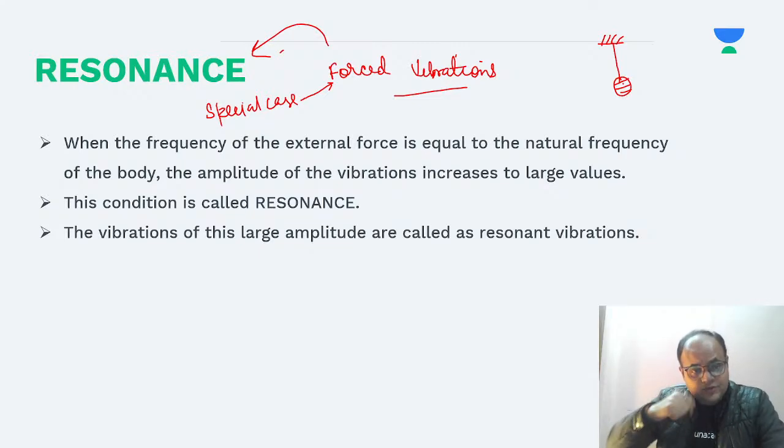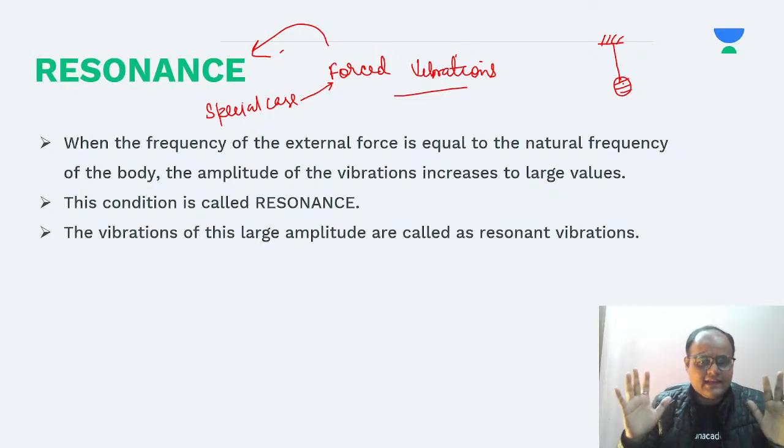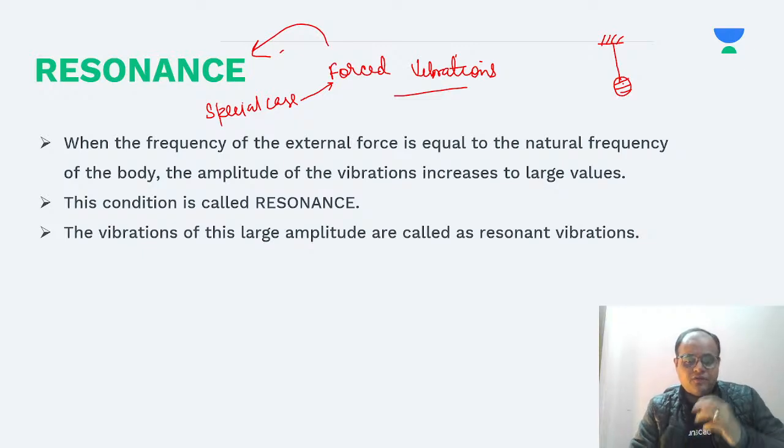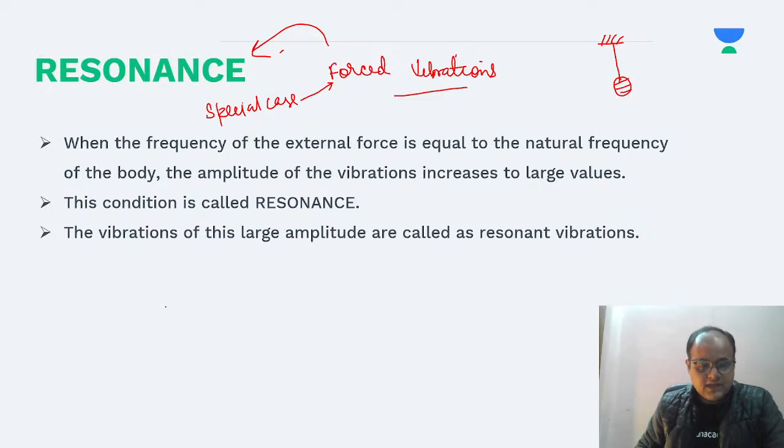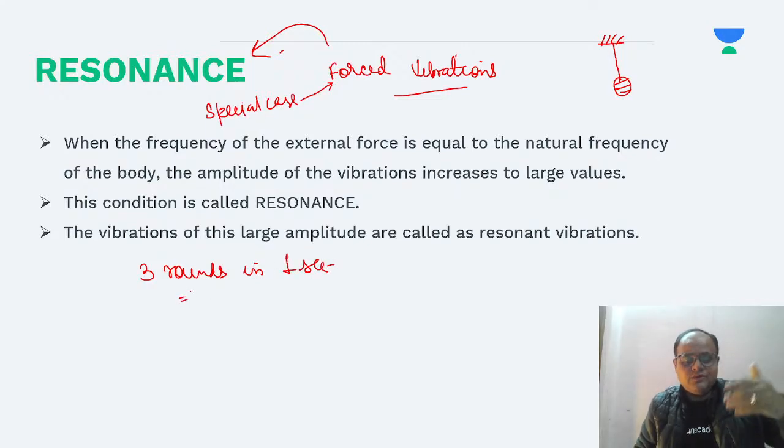And resonance is a special case of forced vibration. If you want to understand resonance, you have to establish a relation between the forced vibrations and natural vibrations. Let us take a very realistic example. For example, a body has a tendency of moving, say, completing 3 rounds in a unit time. Let us suppose a body completes 3 rounds in 1 second. That means 3 rounds is the natural tendency of the body.